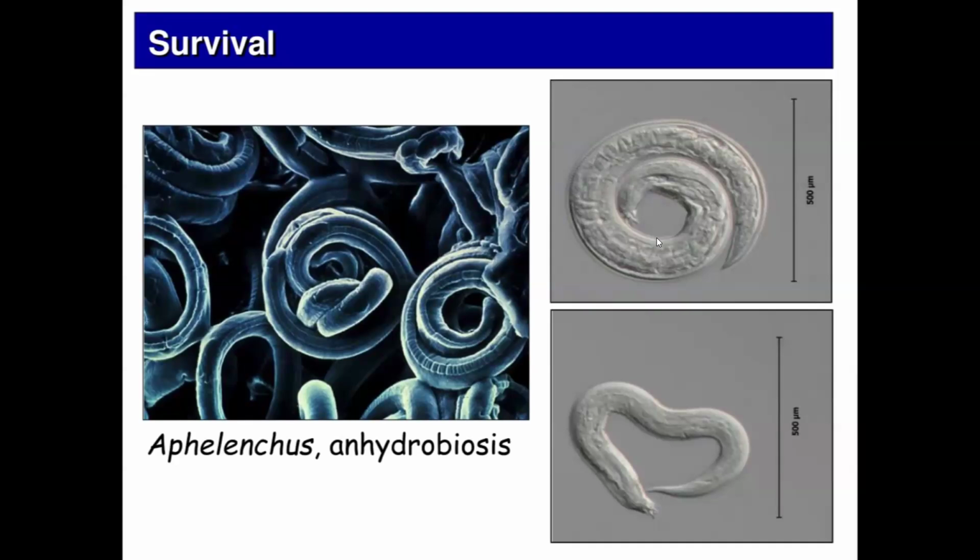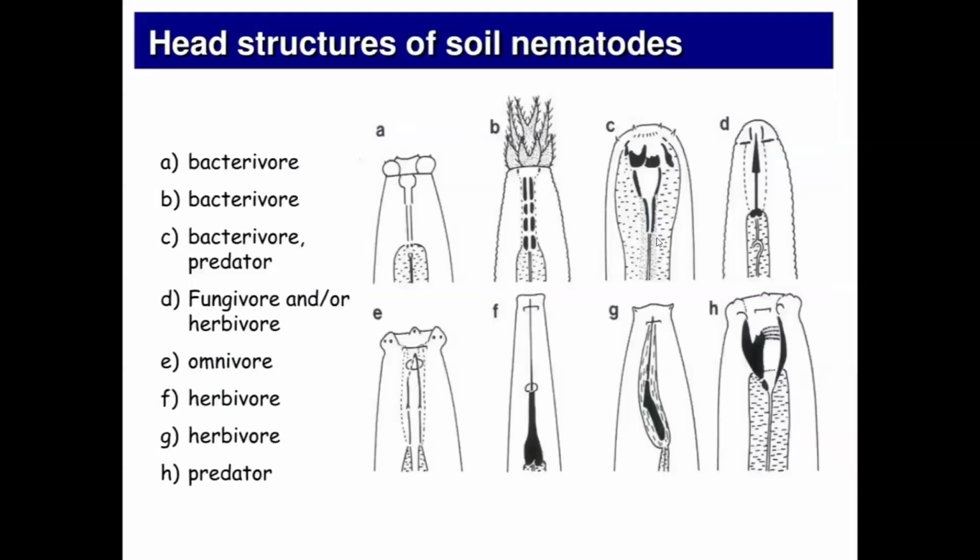I showed you here the head structure of different soil nematodes. And of course, this gets interesting. So in the soil, you have the bacterivore, you have the fungivore, you have the omnivore, you also have the herbivore, and then you have the predator. And then the question here is, what are the classes of soil nematode based on their feeding habits? Based on their feeding habit, this nematode can be categorized into 5. So they can be categorized as bacterivore, meaning that these are the ones that feed on bacteria.